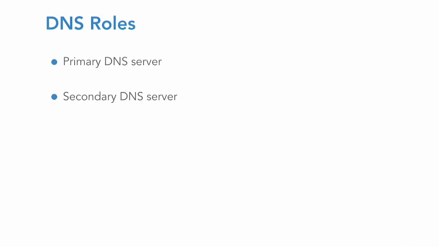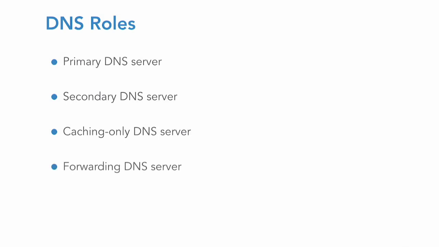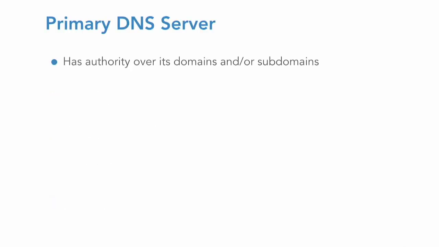In DNS, there are several roles for hosts which interact with it. These include primary DNS server, secondary DNS server, caching only DNS server, forwarding DNS server, and lastly, DNS client. We'll quickly go over them now. A primary DNS server or master server has control over its domains and/or subdomains. Each domain has to have a primary DNS server. It may also have other types of servers as well, which we'll talk about in a moment.